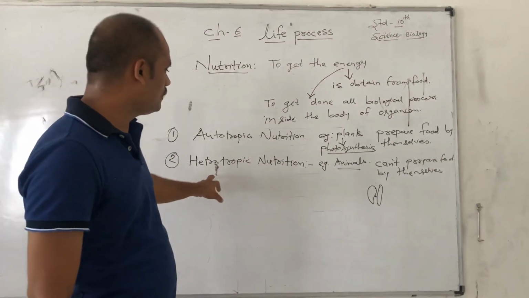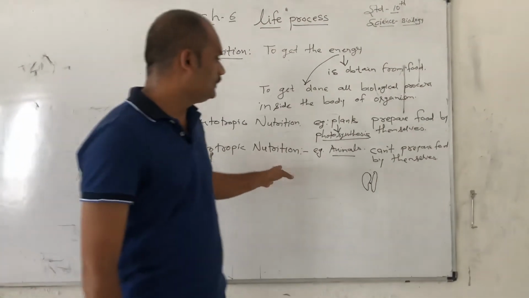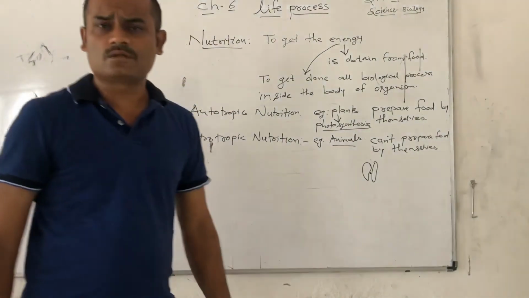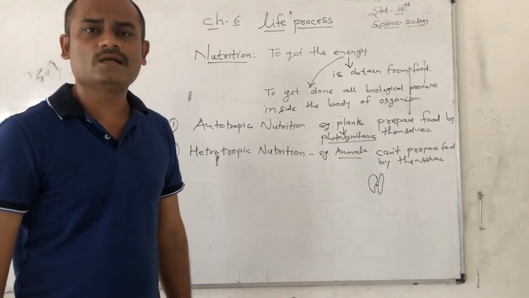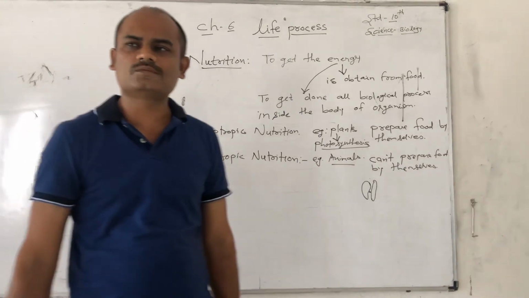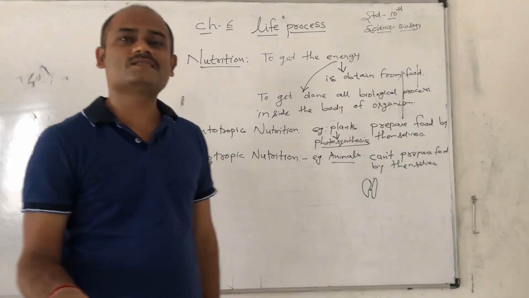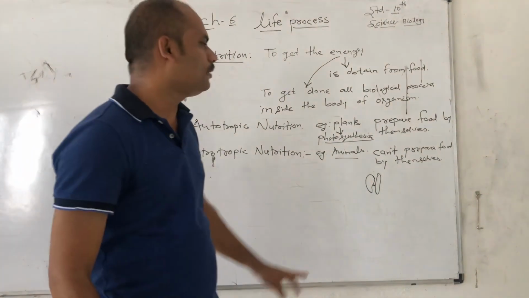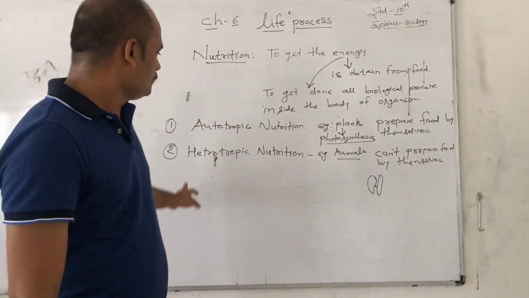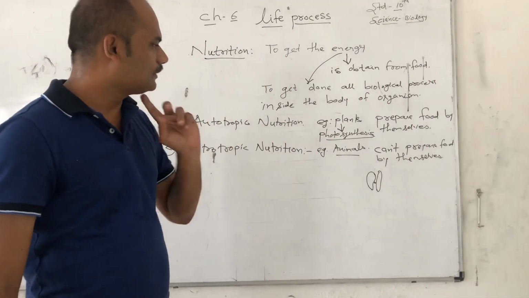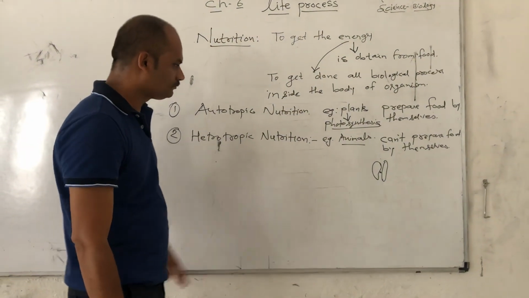Now we will see about heterotrophic nutrition. Heterotrophic nutrition means they cannot prepare their food by themselves. So we, animals, human beings, all come under heterotrophs. They cannot prepare their own food material because they do not contain chlorophyll. So basically they depend directly or indirectly upon plants for their food requirement, right?